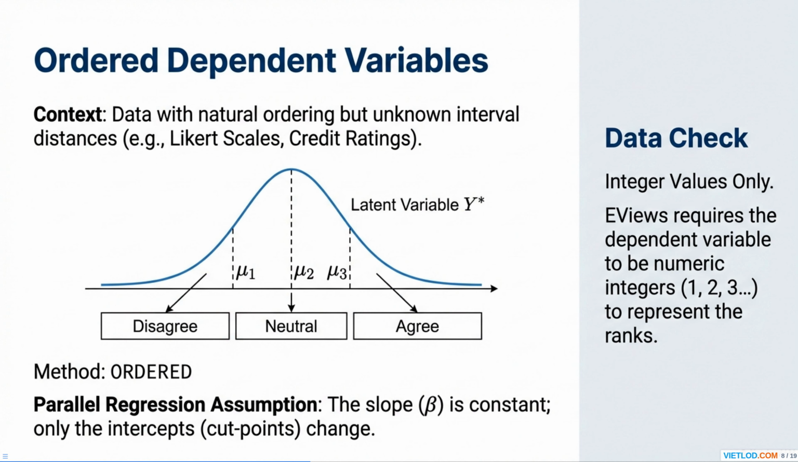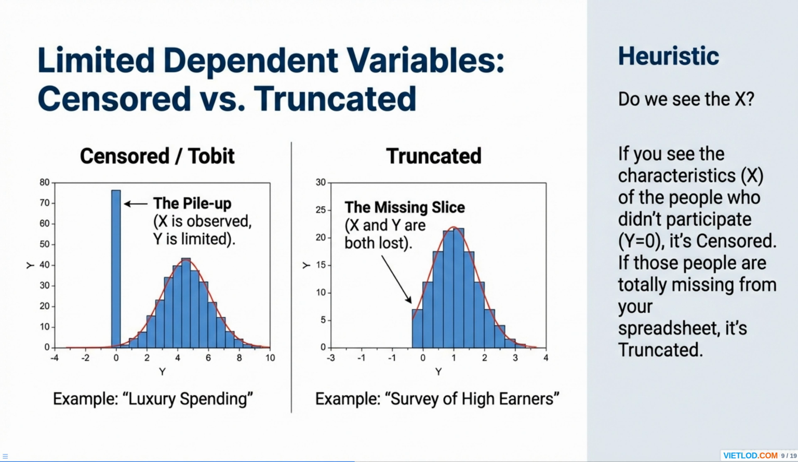A core assumption of these models is the parallel regression assumption, which states that the slope coefficient is constant across all categories. Only the intercepts, or the cut points separating the categories, are allowed to change. For estimation in EViews, it's crucial that your dependent variable is coded as numeric integers, such as 1, 2, 3, and so on, to represent these ranks.